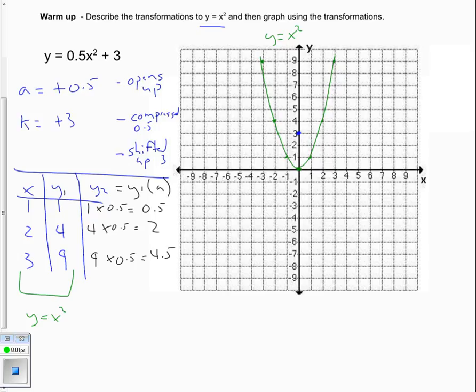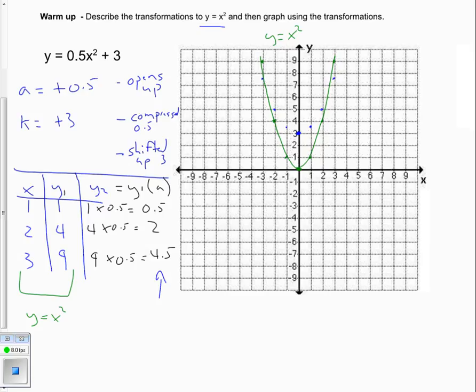Now we're going to use our new step pattern. The over 1, up 0.5: we're going to go over 1 unit, but instead of going up a full unit, we're just going to go up half a unit. Then we're going to go over 2 units, up 2 units, again from the vertex. Over 3 units from the vertex and up 4.5 units.